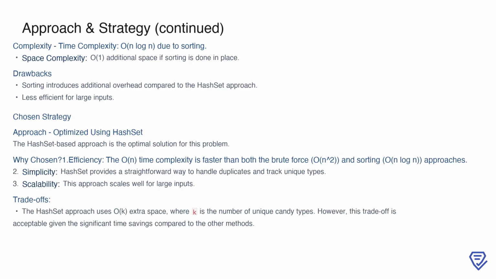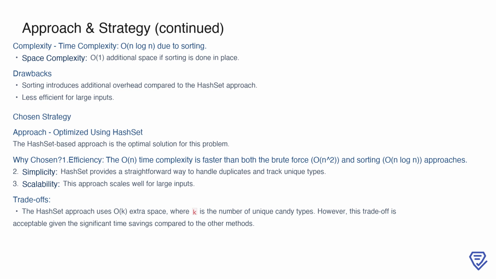Another alternative is to use sorting to identify unique candy types. By sorting the array, we can count unique types by simply comparing consecutive elements. After counting the unique types, we apply the same logic as before: return the smaller value between n/2 and the unique count. The time complexity here is O(n log n), due to the sorting step, and the space complexity is O(1) if the sorting is done in place.